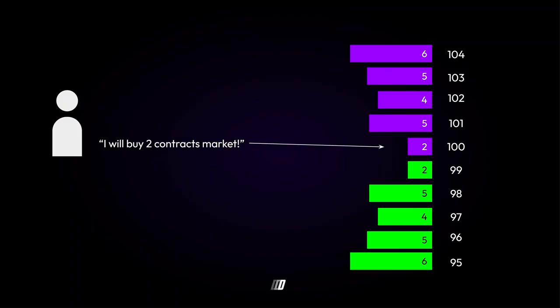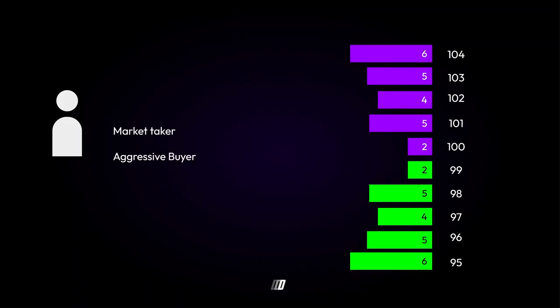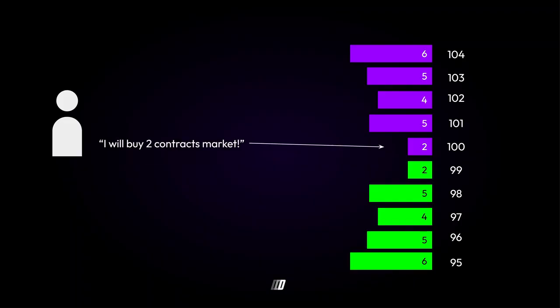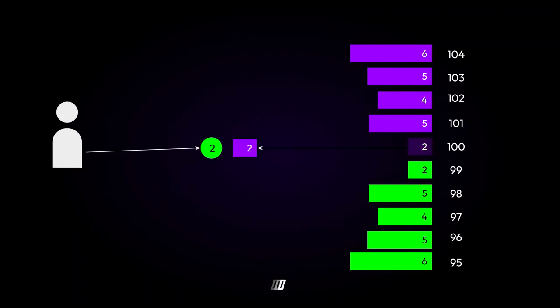So the bidder comes and says, hey, I will buy 2 contracts, market. And he will get filled by being a market taker, as we define it, an aggressive buyer. So he says, I will buy 2 contracts, market. So those 2 contracts that were present here will go all the way here and get matched with his 2 buy contracts. So 2 buy, 2 sell, they're matched. It's a match. And who did the matching is the matching algorithm, the CME, the exchange.